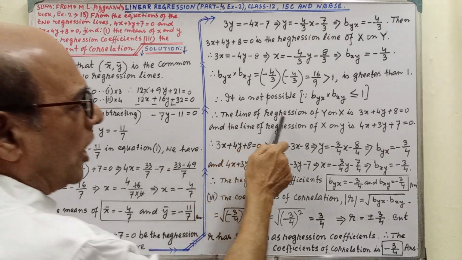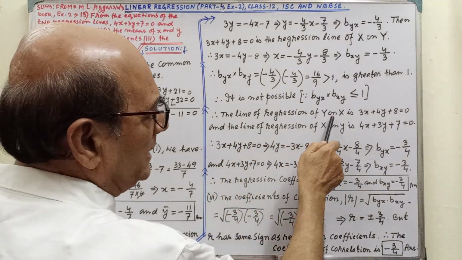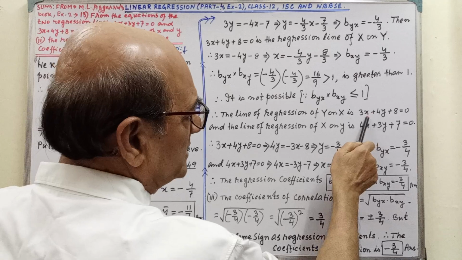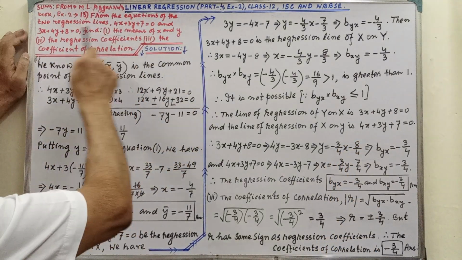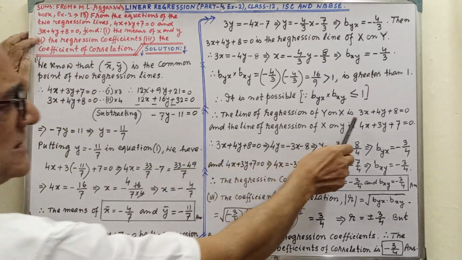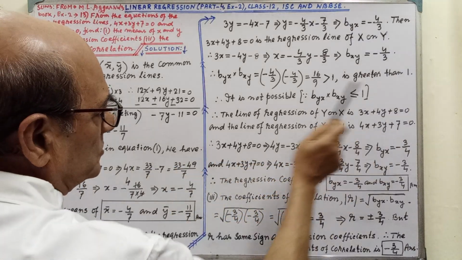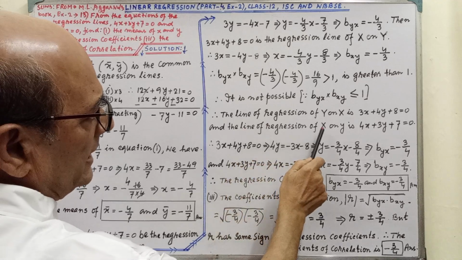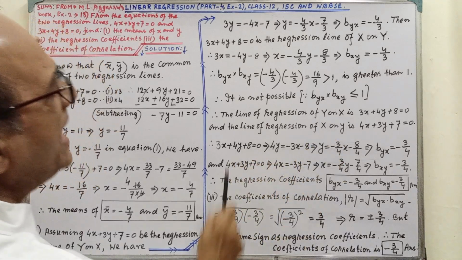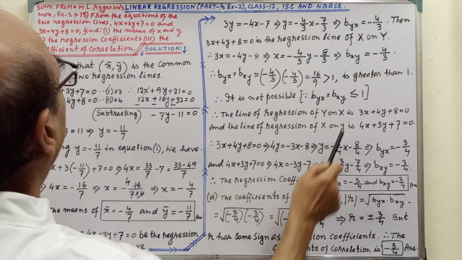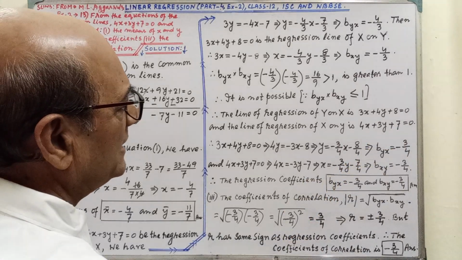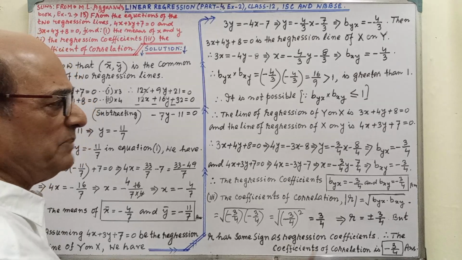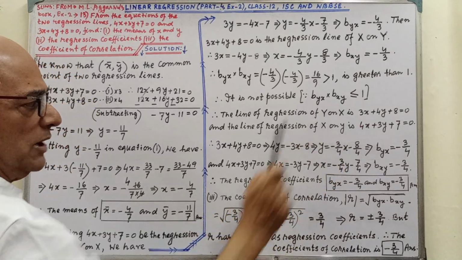Therefore, the line of regression of y on x is 3x plus 4y plus 8 equal to 0. Between these two lines, this line will be y on x, and the line of regression of x on y is 4x plus 3y plus 7 equal to 0. I think if you follow the previous video, then easily you will understand.